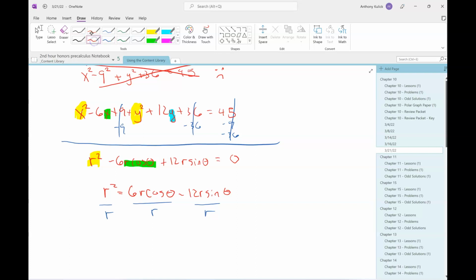Now, I'm dividing by a variable. Can I do that? It's not equal to 0. If it's not equal to 0, great. What is r? 0. Why? That's a really good question. You can't prove that it's not 0.